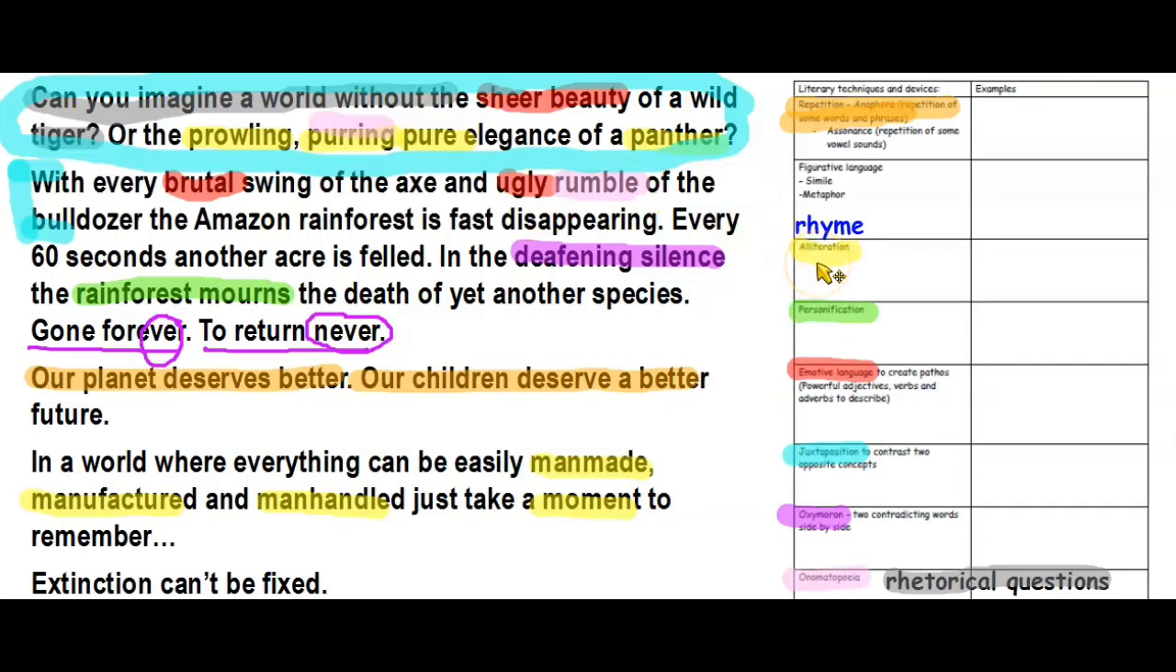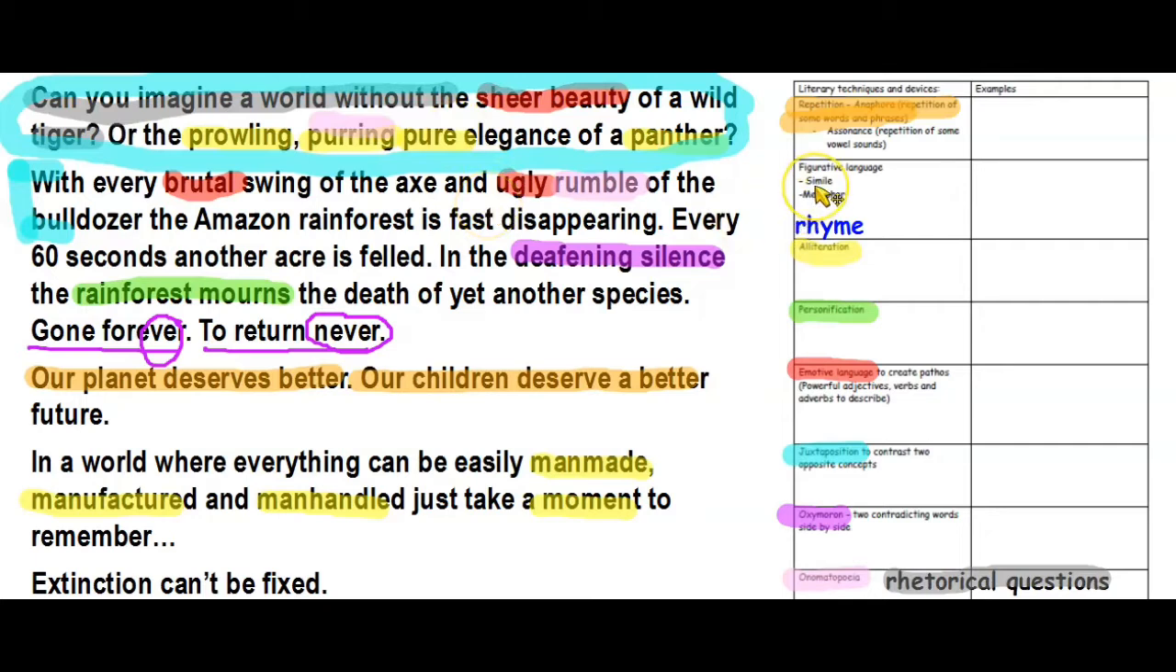This advert used alliteration brilliantly. Prowling, purring, pure, panther. Man-made, manufactured, man-handled, moment. Don't forget about the juxtaposition. We spoke a lot about that this week. Are you using that concept of those two stark contrasting ideas side by side? This advert began with it. It began with the beauty of the tiger right next to the ugliness of the Amazon rainforest fast disappearing. Have you used that technique in your writing? Are you going to put two very contrasting ideas side by side?